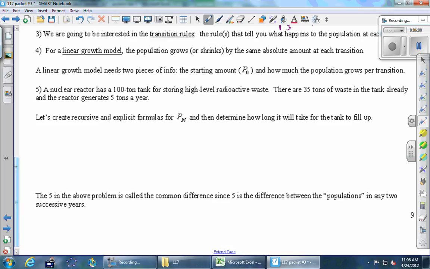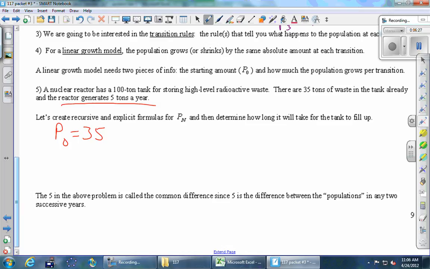Okay, so let's try this one. First thing I want to know is P0, the population, the amount of stuff in the tank at the start of this experiment. It's 35. Okay, we start with 35. And then it says every year the reactor generates 5 tons. Every year you gain 5 tons, just like every year we gain 2 people, right?